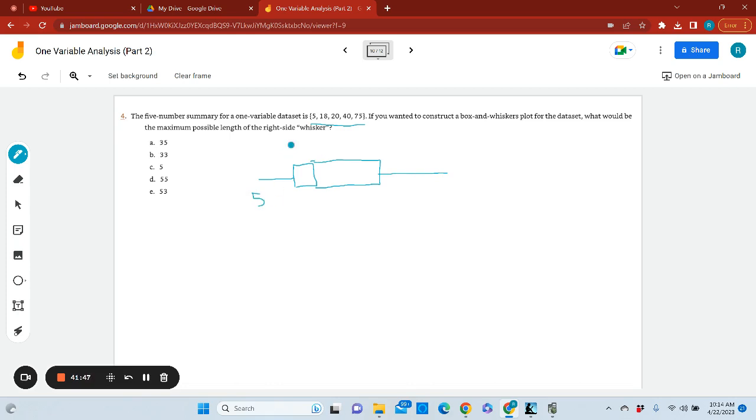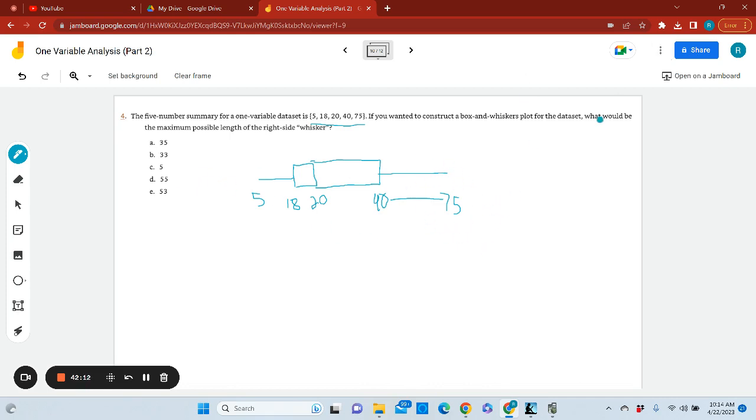The minimum was 5. The first quartile is represented by 18. Then the median is 20. That's really close to 18. And then the third quartile is 40. That's pretty far away from 20. And then this could be a 75 out here. So the right whisker could be about 35 units apart, unless 75 is an outlier.